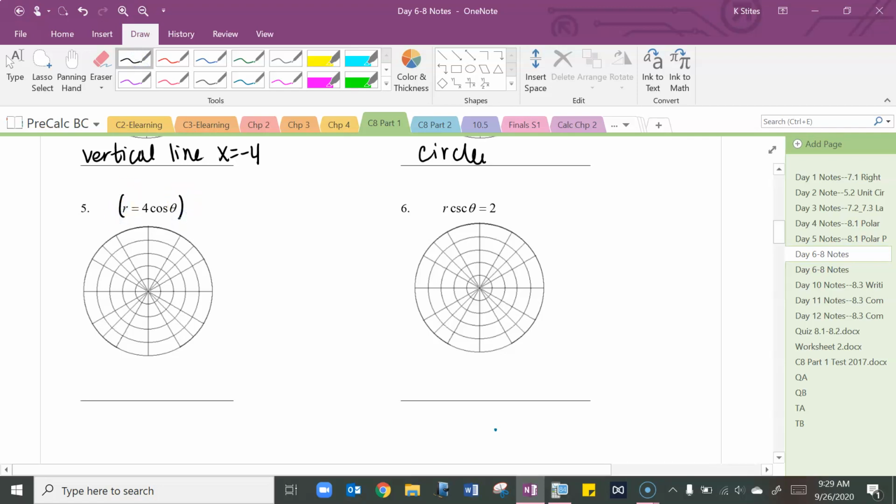So we would go ahead and multiply by r on both sides. We saw us doing this yesterday. The benefit of doing that as opposed to squaring both sides is that you'll get a 4r cosine theta on your other side, and r cosine theta is really the same as x. Okay, so I'll convert x squared plus y squared equals 4x, and then we'll move our 4x over. Oops, it should be subtraction.